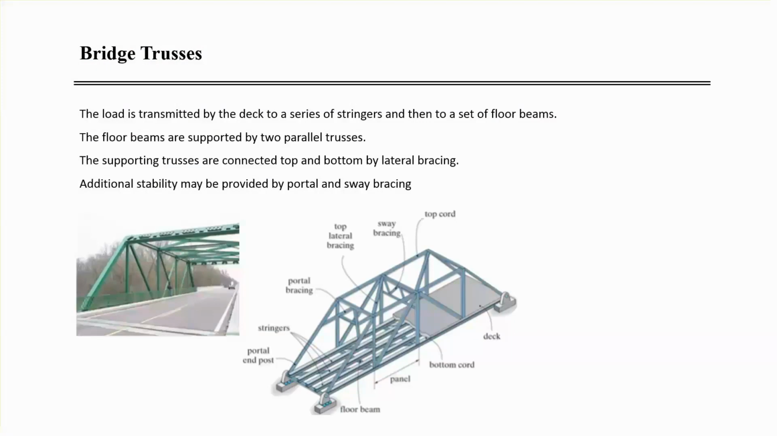So how the load is transmitted: it will be from the deck to the stringer beams, and the stringer beams to the floor beams, which we will use as cross girders here, and the stringer beams are the main beams. Those floor beams are supported by the two parallel trusses, and these supporting trusses are connected at the top and bottom by the lateral bracings. Now if this is not adequate and the structure is still not stable, then for additional stability one can provide the portal or the sway bracings.